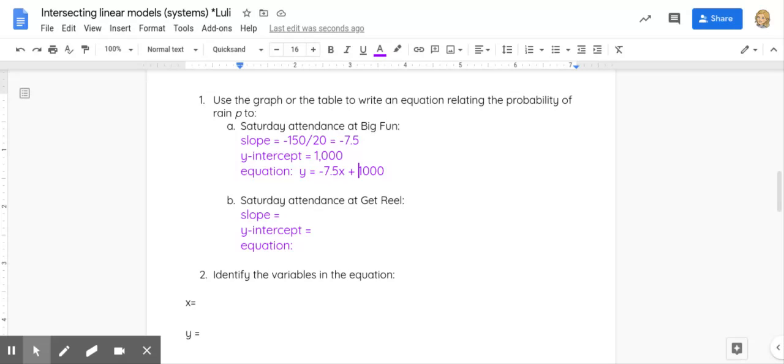All right, go ahead and work on the next one for Get Real Movie Theater. You'll have to find the slope, the y-intercept, and then type in the equation. Pause this video, and when you unpause it, you'll see what I have.